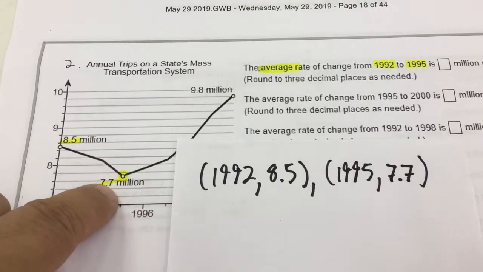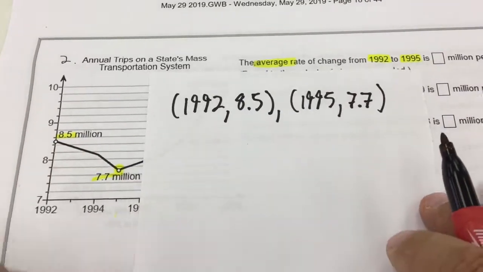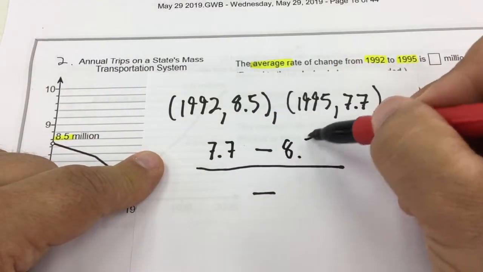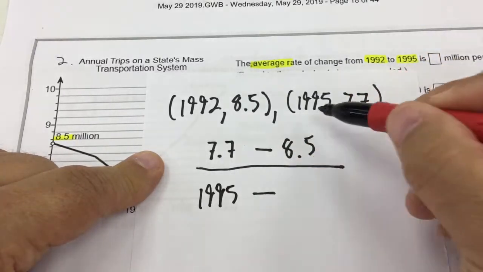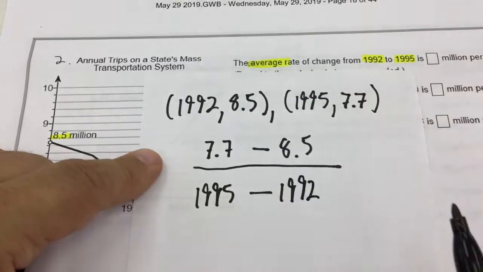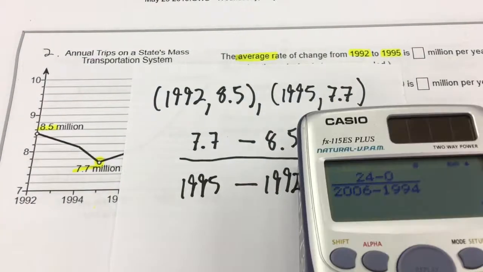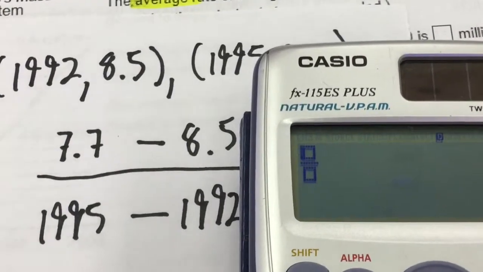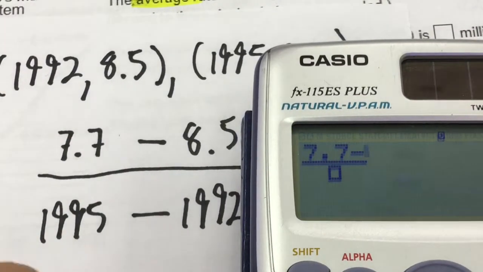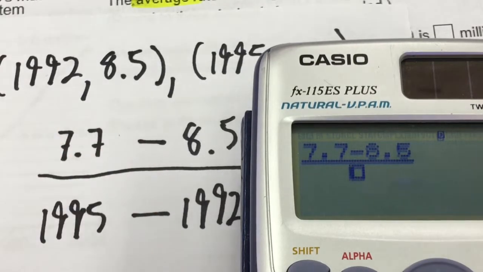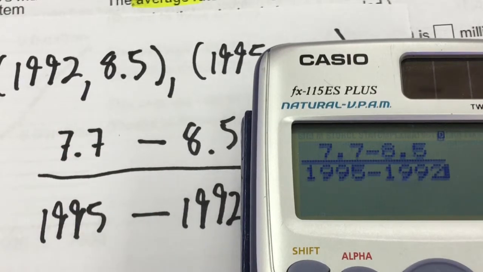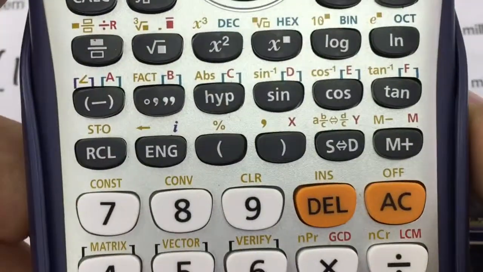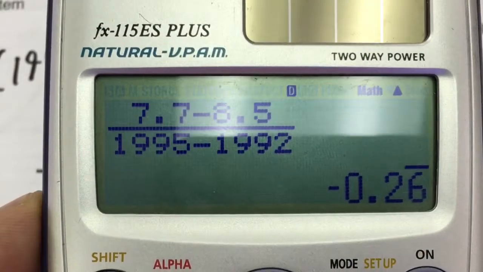And notice it's going down, so my answer should be negative. It's a negative slope between those two points. So I'm going to set up my slope formula: 7.7 minus 8.5 over 1995 minus 1992. I'm going to hit my fraction button and type it in like it looks. That gives me a nice fraction, but we want that as a decimal, so we hit this button called the SD button, standard decimal. It's right over the orange button, so I hit that SD button, and it'll change it to a decimal. Negative 0.26 million per year.